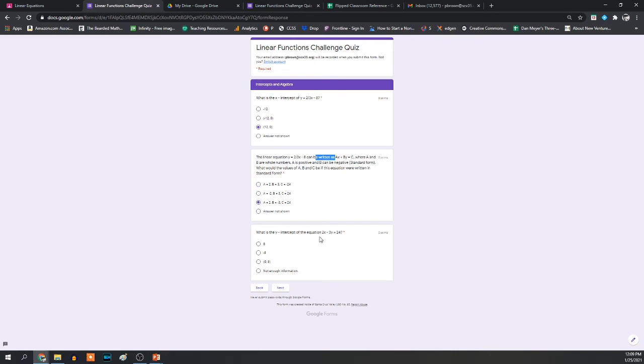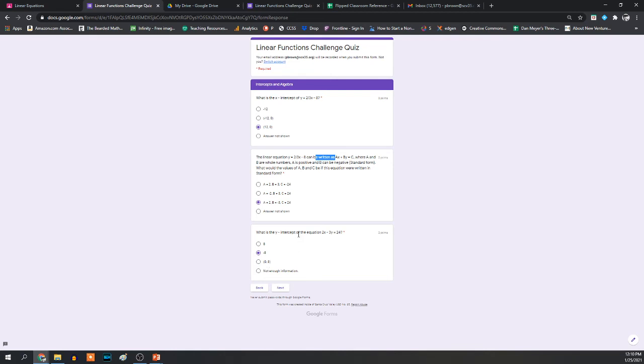Okay, and then the next one says, what's the y-intercept of 2x minus 3y equals 24? Oh, that's the same one. So it's actually going to be negative 8. What is the y-intercept of? For a y-intercept, this is our best answer right here. I don't like that, but that is our best answer. We do have enough information. It's not 8. It should be written as a coordinate.